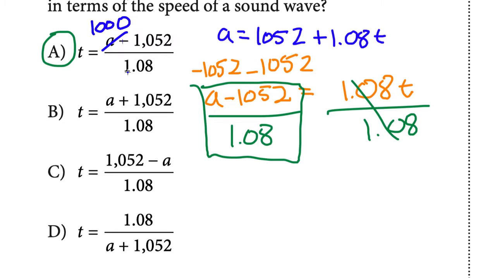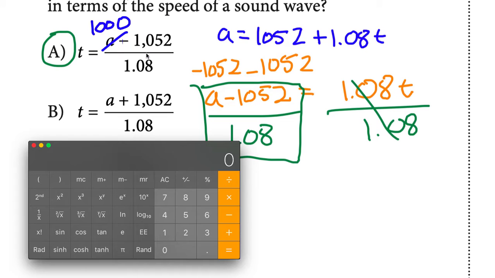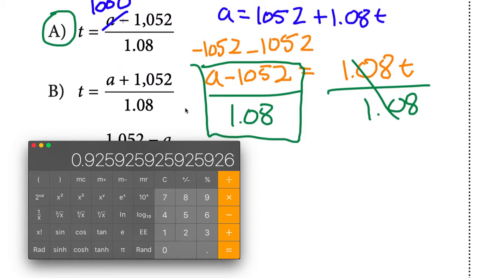I'm going to do this on my calculator. 1,000 minus 1,052, and then once I get the answer, divide it by 1.08. Tell me what you get. 1,000 minus 1,052 equals negative 52. I could have done that in my head. Now this is the part that I can't do in my head. I have to divide this by 1.08. Negative 52 divided by 1.08. Now I've hit it correctly.